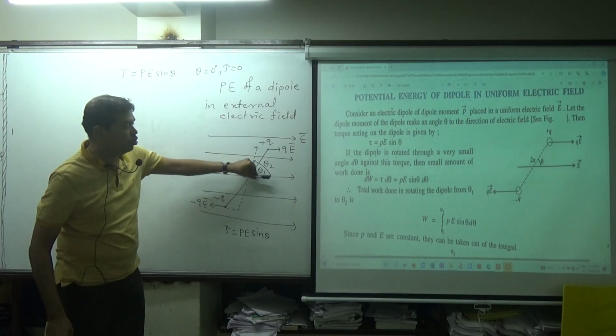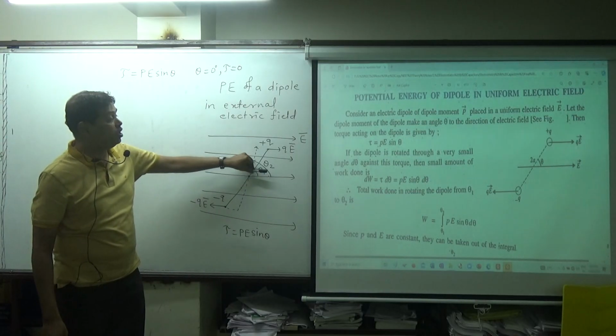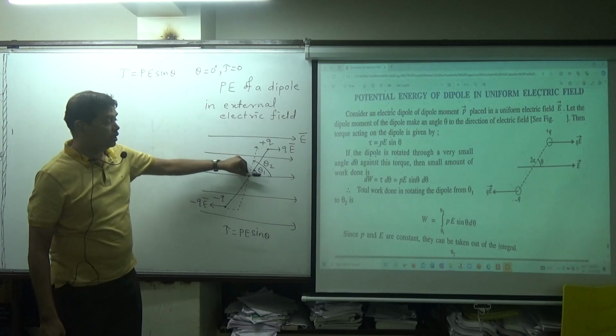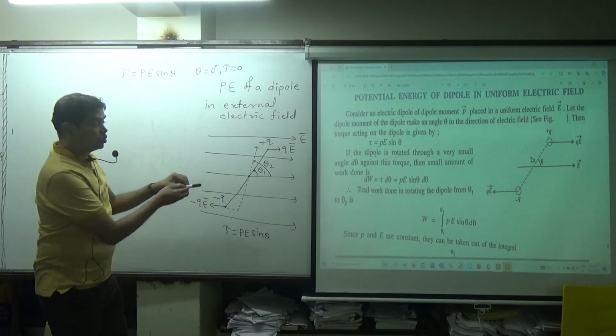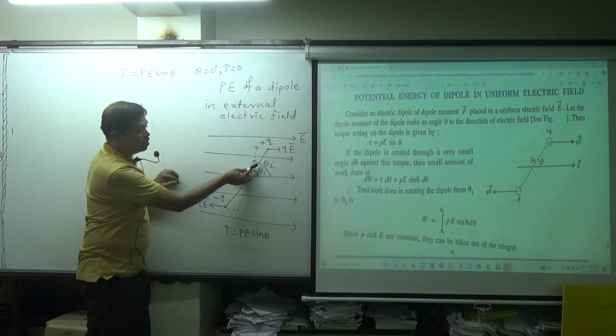That means the dipole was parallel, okay. It is called dipole equilibrium. The dipole was in equilibrium. So now if I want to move the torque, sorry, I want to rotate the dipole like this.